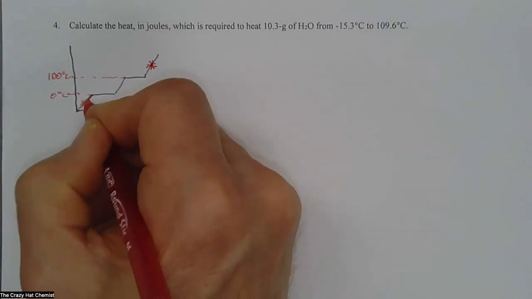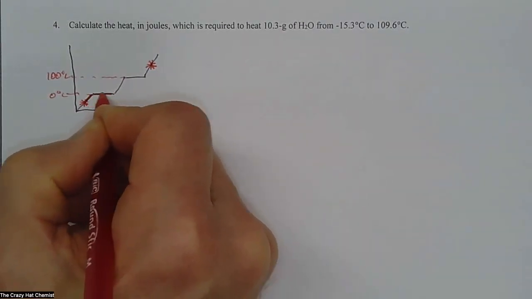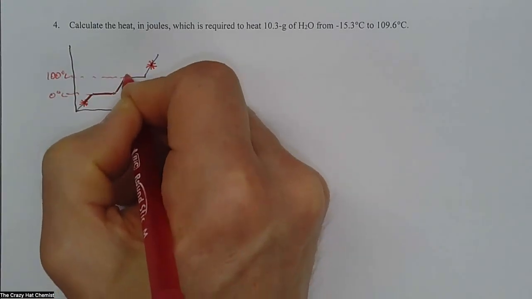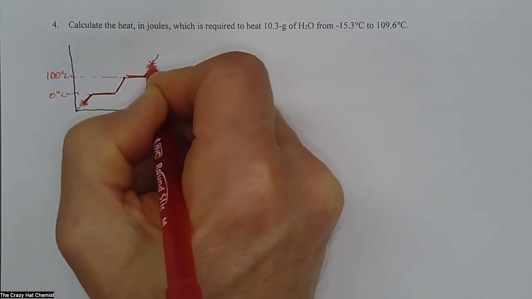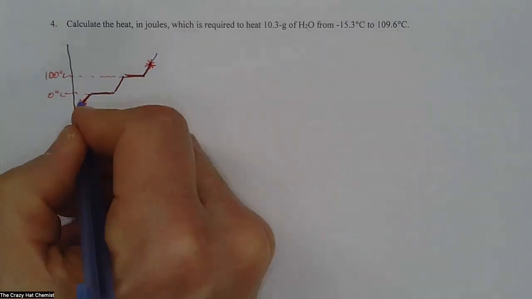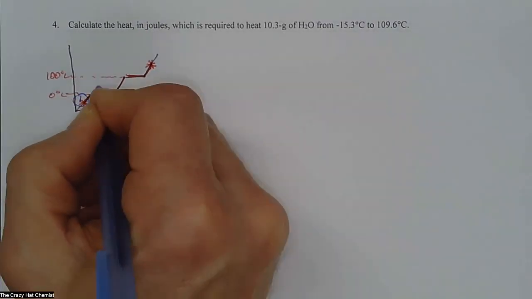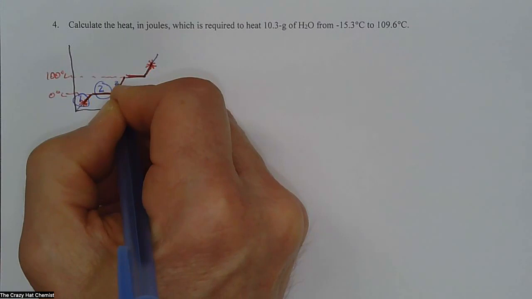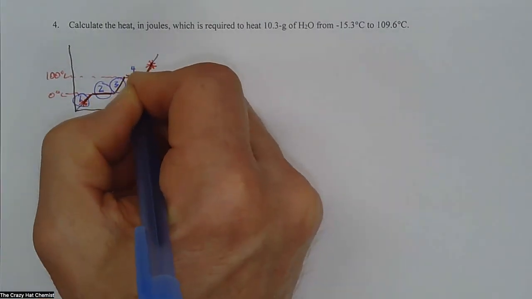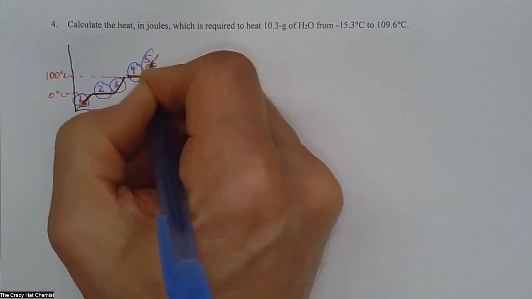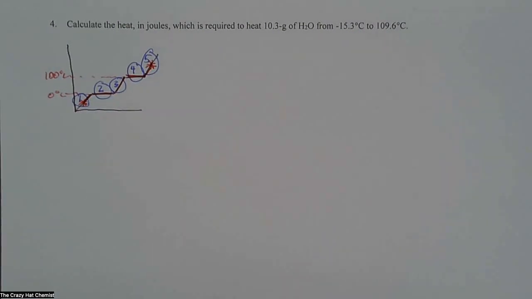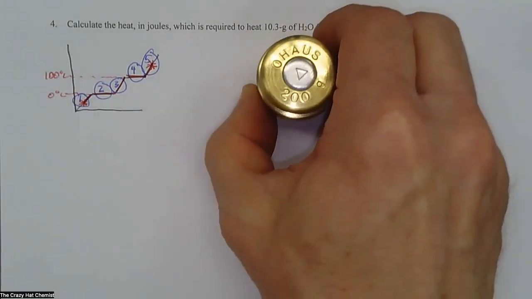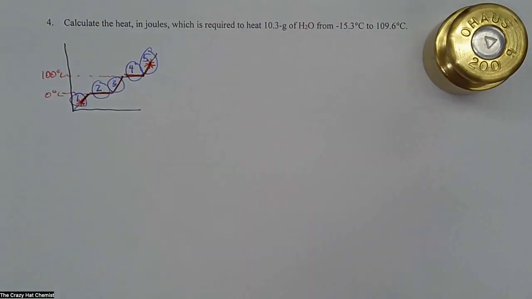So we're going to have to do step number 1, step number 2, step number 3, step number 4, step number 5. Step number 1, that's right here. Step number 2, that's right here. Step number 3, that's right here. Step number 4, that's right here. Step number 5, that's right here. We're going to do all those steps, and then add them up together, and that will give us our final value that we're looking for.